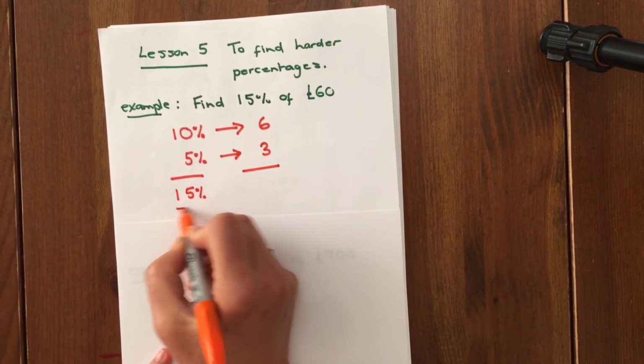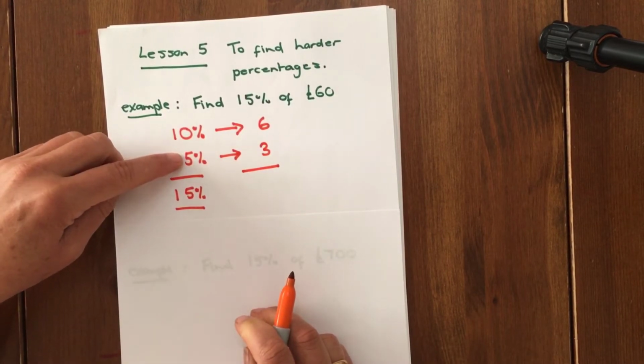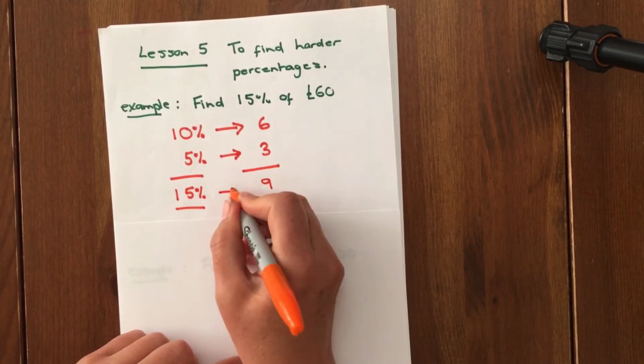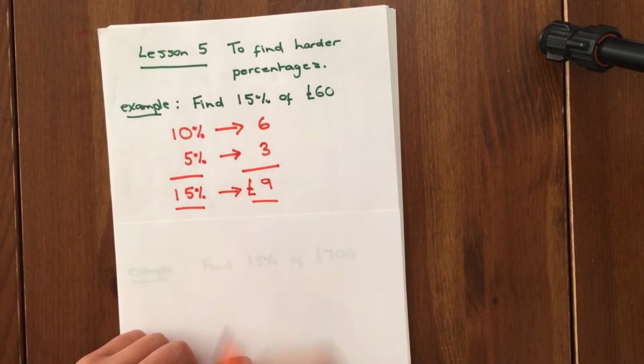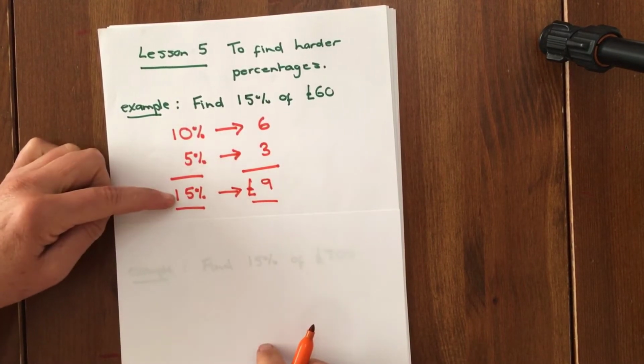Well, we can see 15% is 10% add 5%. So if we just add these two numbers, we will get our answer for 15%. So I found 10%, I found 5%, and I added them to get 15%.